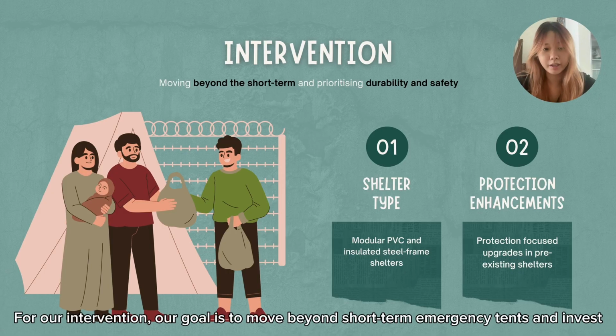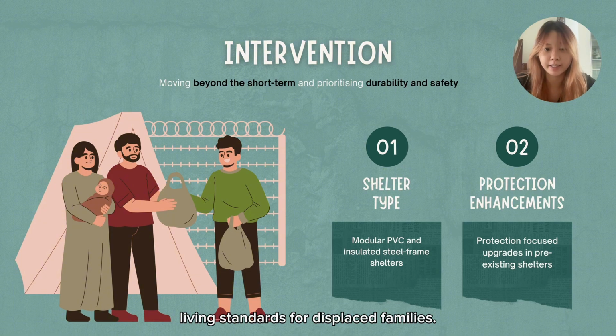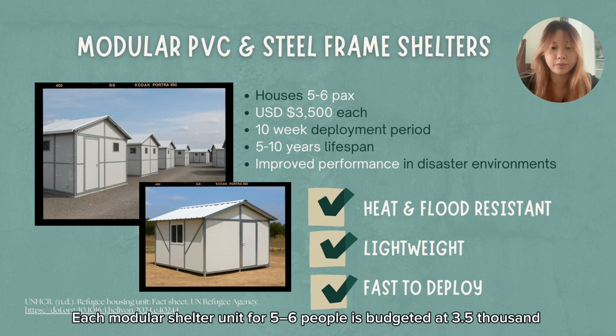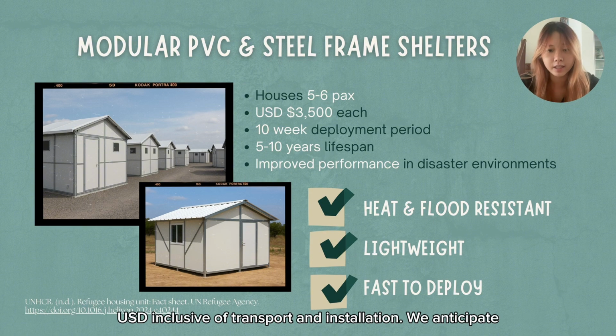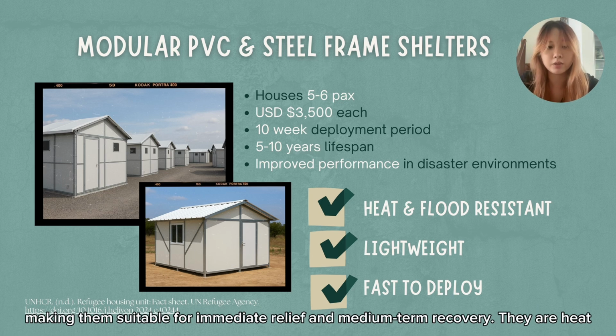For our intervention, our goal is to move beyond short-term emergency tents and invest in durable and protective shelter systems that meaningfully improve safety and living standards for displaced families. We are proposing modular PVC and insulated steel frame shelters. Each modular shelter unit for 5 to 6 people is budgeted at $3.5 thousand US, inclusive of transport and installation. We anticipate full deployment within approximately 10 weeks, and they'll have a 5 to 10 year lifespan, making them suitable for immediate relief and medium-term recovery.